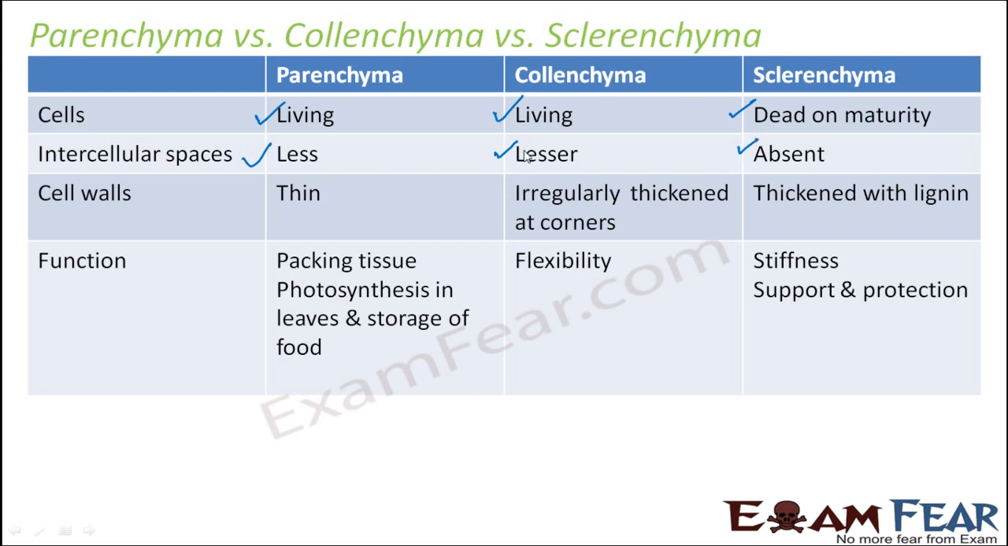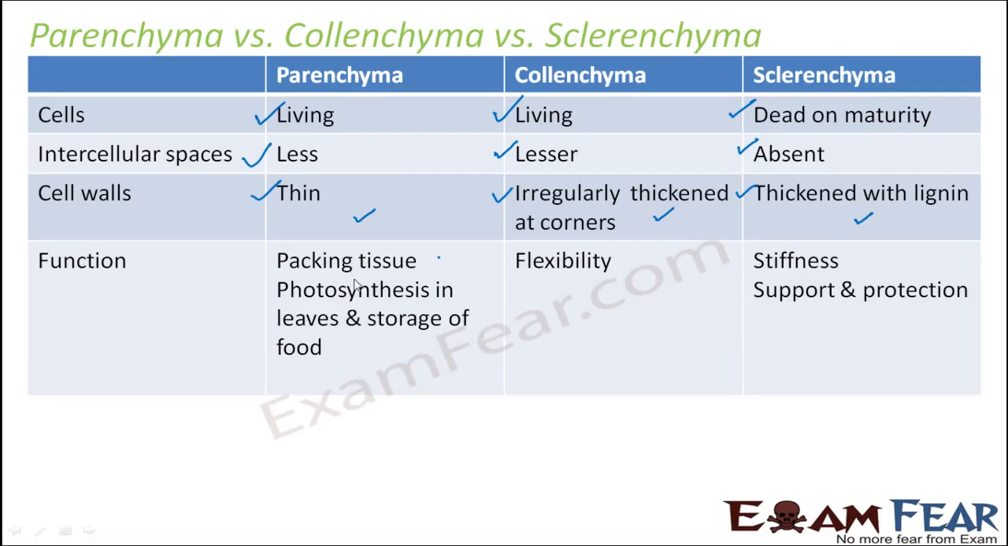Since the intercellular space decreases as we move from parenchyma to sclerenchyma, the rigidity also increases as we move from parenchyma to sclerenchyma. Talking about the cell walls, in parenchyma, the cell walls are very thin. In collenchyma, they are irregularly thickened at corners. And in sclerenchyma, they are very thick with lignin. So the composition is also different. In parenchyma, the composition is cellulose. In collenchyma, it is cellulose, hemicellulose, and pectin, and in sclerenchyma, it is lignin.